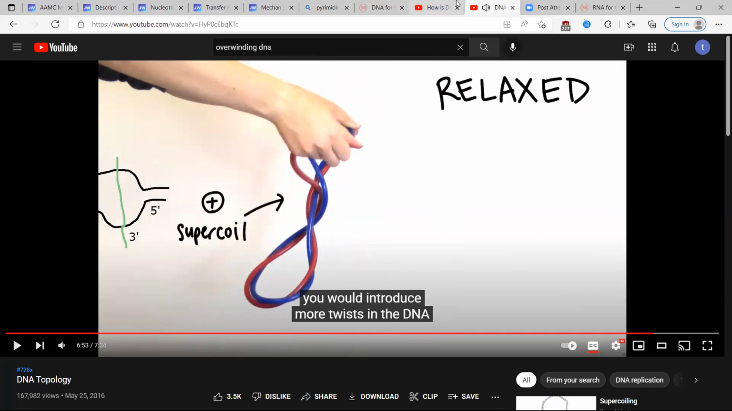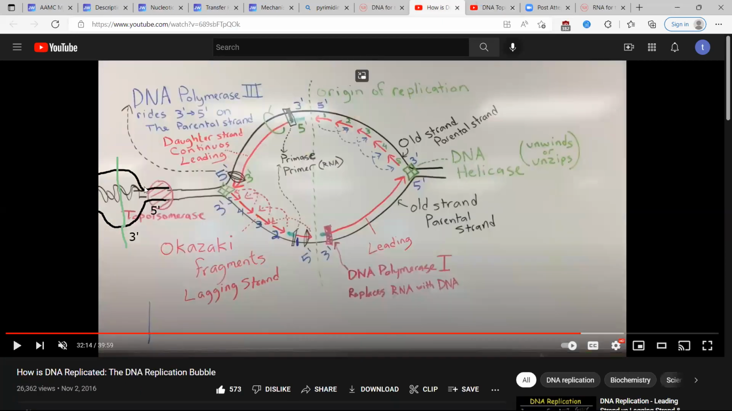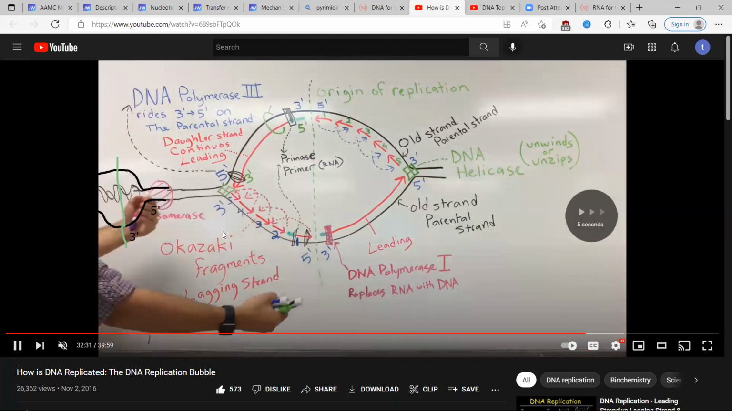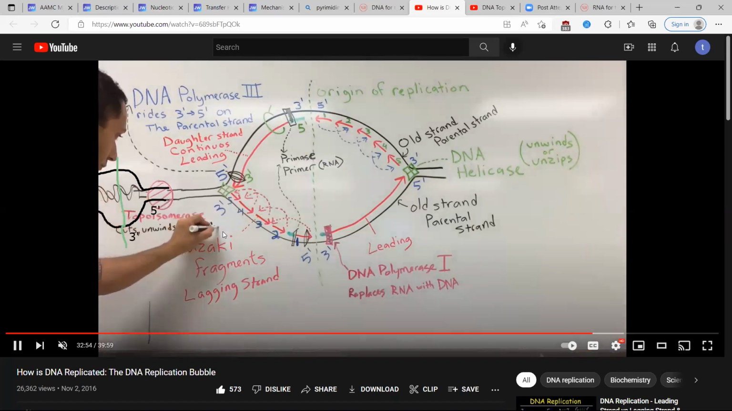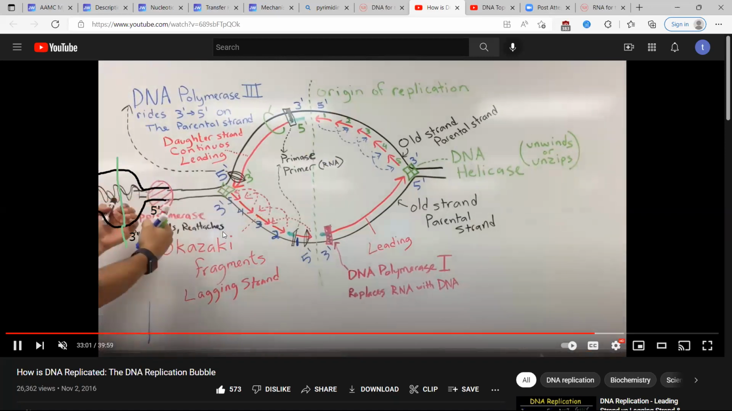So how do we solve this? We have an enzyme called topoisomerase that makes small little cuts in the DNA, and that allows it to relieve the tension. It prevents it from twisting all up and getting all messed up. So that's the point of topoisomerase. And it prevents what's called supercoiling downstream from the replication bubble.